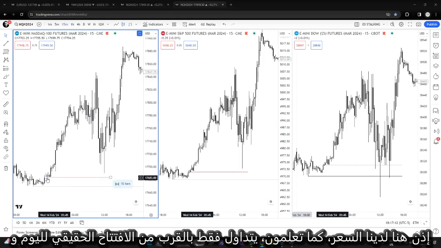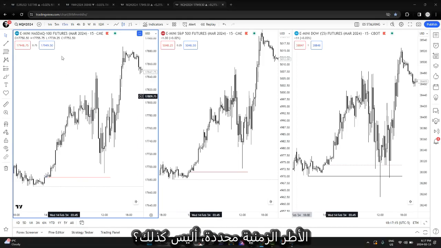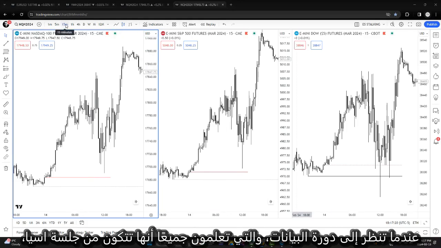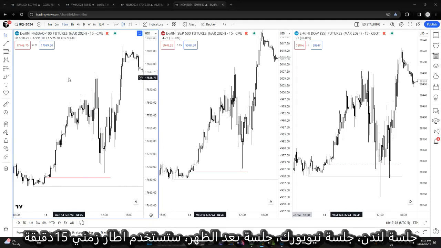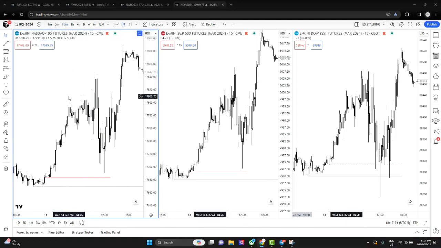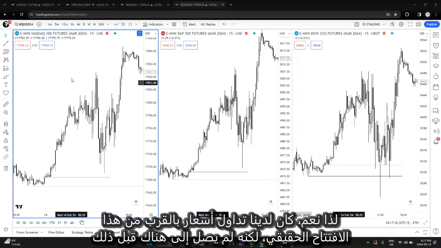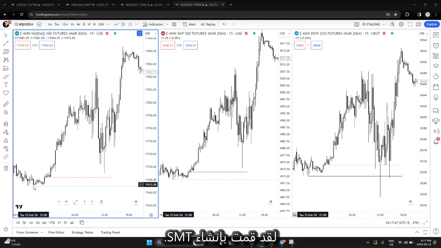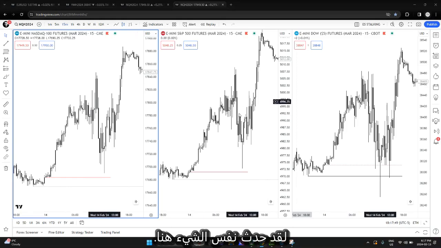just trading down close to the true day open, and the time frames are specific, right? When you're looking at the daily cycle, which you all know is comprised of the Asian session, the London session, the New York session, and the afternoon session, you'll be using the 15-minute time frame. So yes, we had price trading close to this true open, but it didn't get there before it rallied, and it created SMT. Same thing happened here.